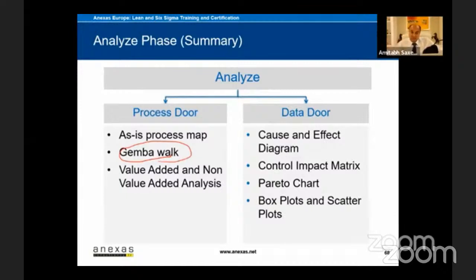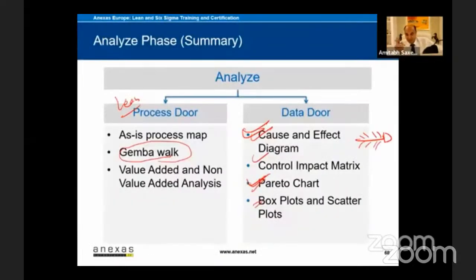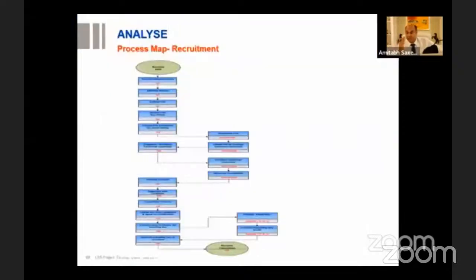Another way of doing it is, of course, so we could call this the lean route, and here we can call it the 6 sigma route. So you can do a cause and effect diagram, control impact matrix, Pareto chart, box plots, scatter plots. So let us try to learn these. At least let me try to talk about cause and effect and Pareto. And very quickly, I'll tell you box plot and scatter plots also. First, the process door. So what we do, first map the process.